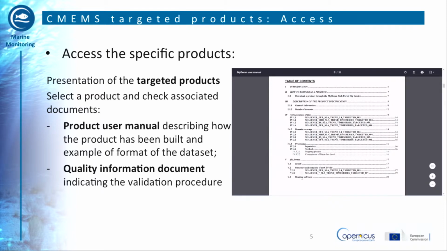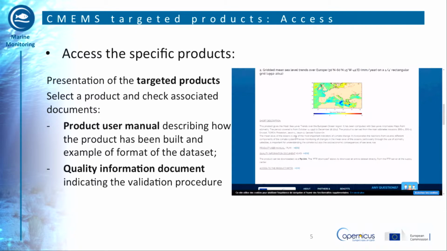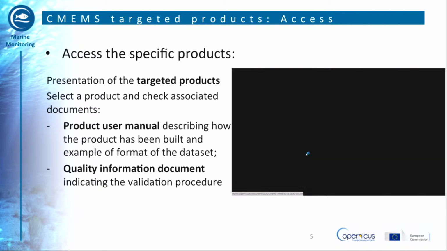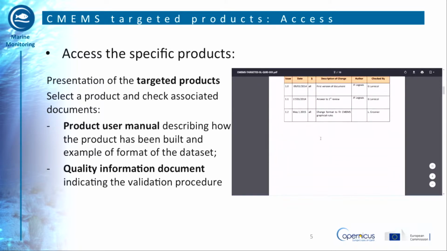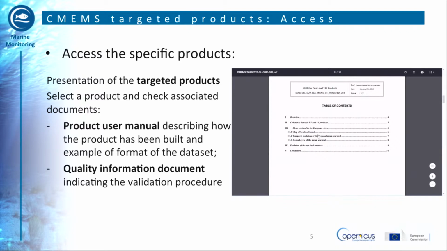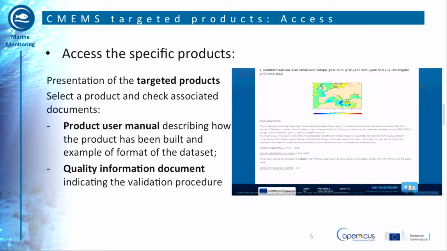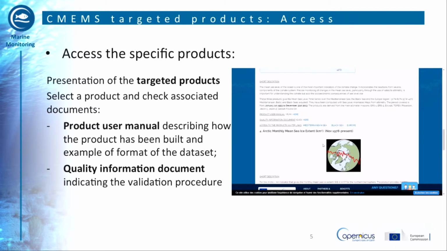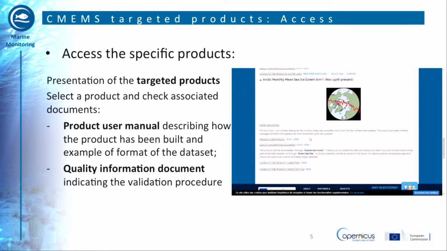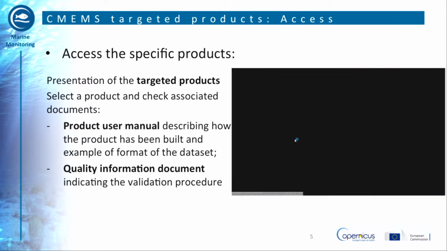As a first example, you can select the sea level trends over Europe. A brief description of the product and links to the available documentation is available. You then access the product user manual, which includes information concerning the name and the formats of the available datasets and files. It also gives information about the processing of the data. You can also access the quality information document, which displays information about the validation process for the specific product. The last link, Access to the Product, drives you to the FTP directory where the product is stored.